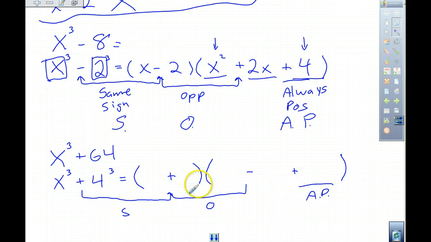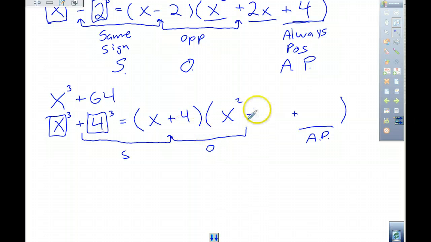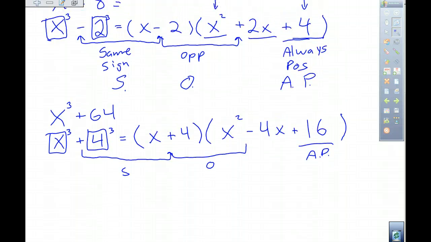Have the signs. What about the terms? Okay, so x cubed plus 4 cubed, so the first one is just x plus 4. Square the first term, we get x squared. Multiply these two together, you get 4x. And the last term, the last one squared, 16. We do have a difference of cubes and a sum of cubes. We don't have a sum of squares. We have a difference of squares.